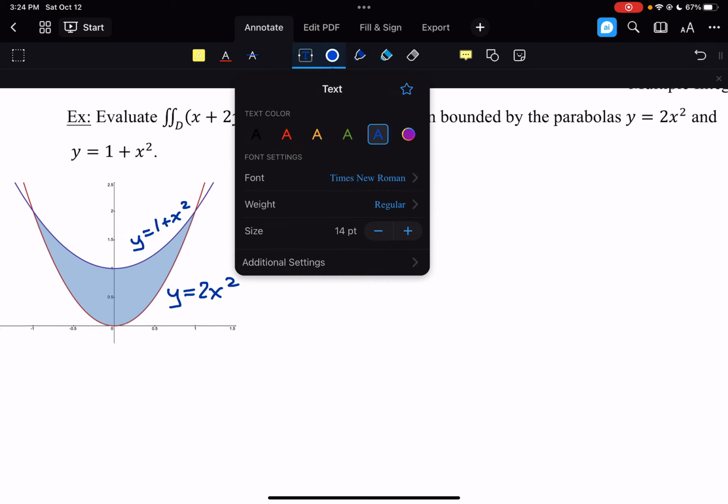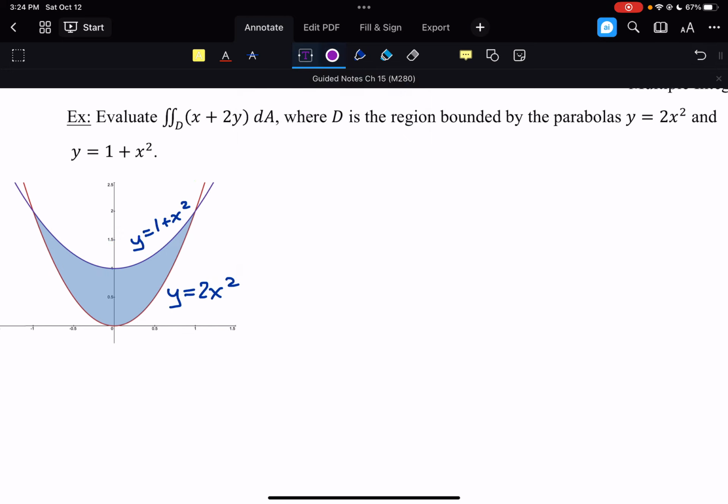To do that, if you have an understanding of these functions, you can figure out fairly quickly which one's on top, because in this case, this parabola starts at the origin down here. This one is a parabola shifted up 1 unit because of this +1 here. So this one is clearly on top, and this one would be on bottom. But if you weren't sure, I want to make a note here.